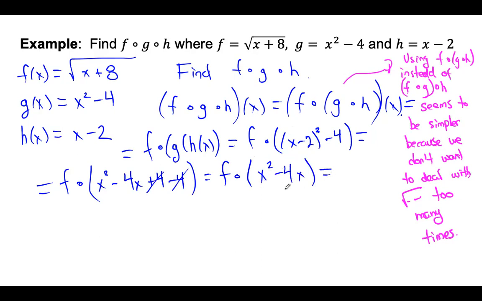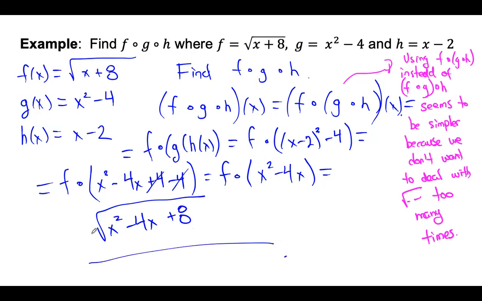Okay. Now we can plug x squared minus 4x into our f of x. So we just plug that in. We have the square root, we have x here, so it's x squared minus 4x, and then we have plus 8. And that is our answer. So then we only had to deal with that square root one time.